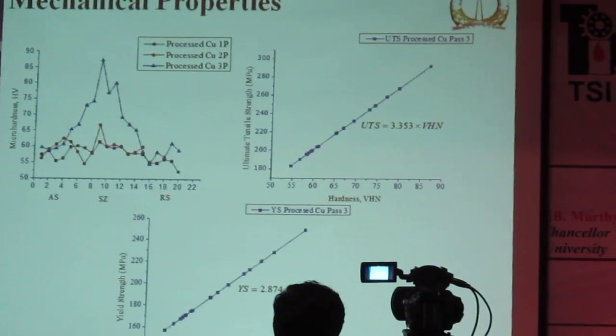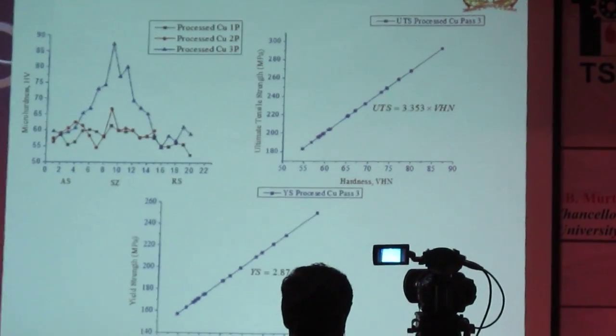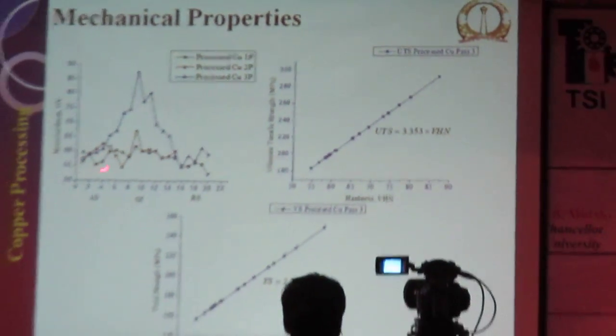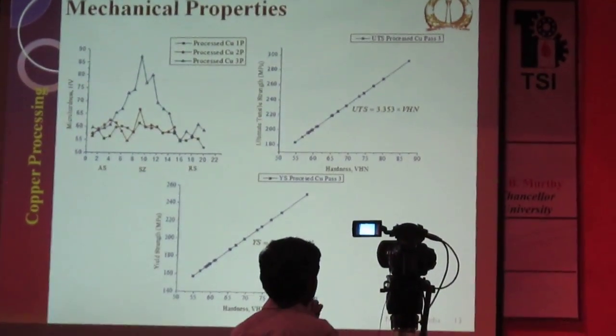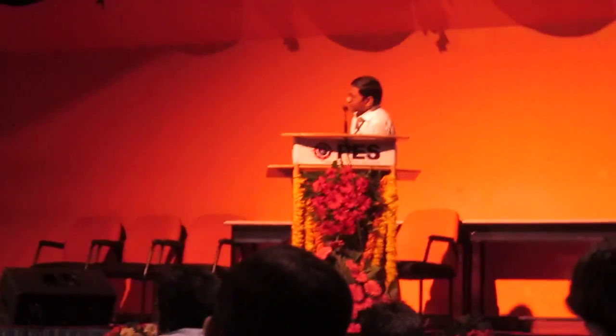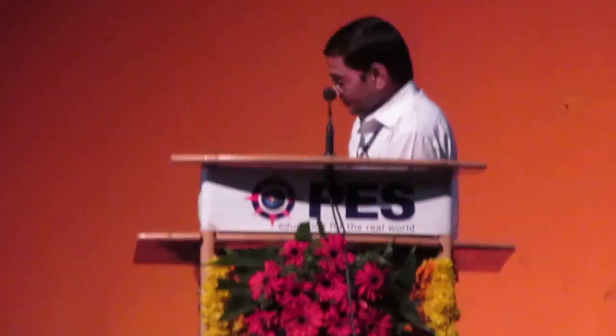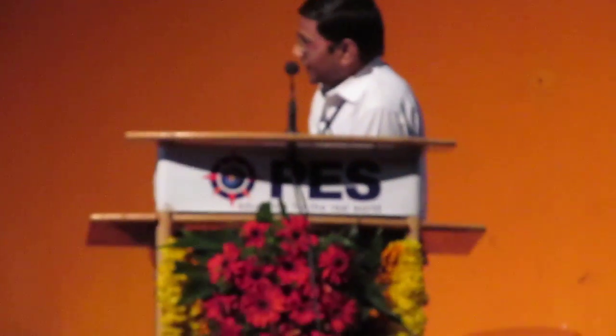Now I will come to the discussion part. So these are the properties of processed copper. I did multi-pass processing on the base material. It shows after third pass the hardness was high, and in the second pass the hardness was low because of softening taking place in the process. And the yield strength and UTS also was not increasing much in the base material.